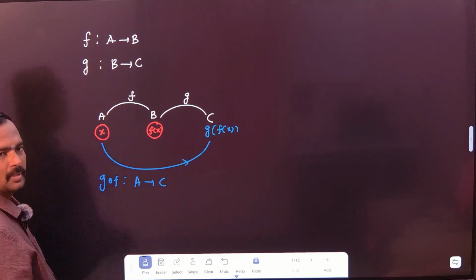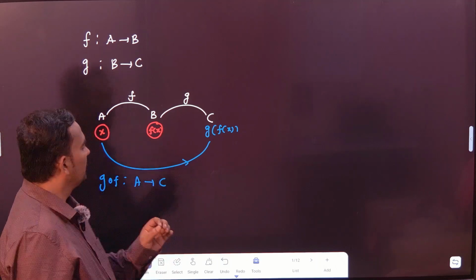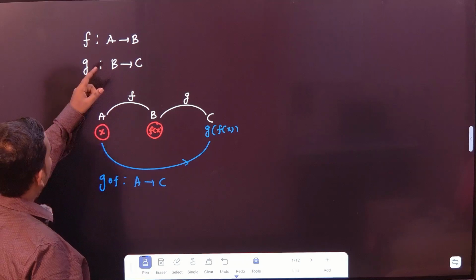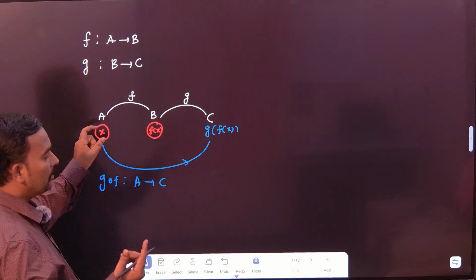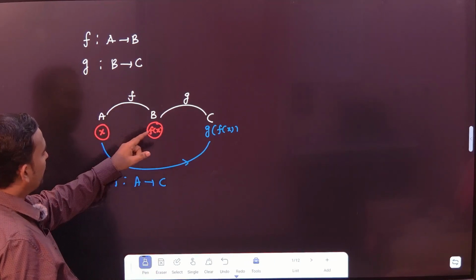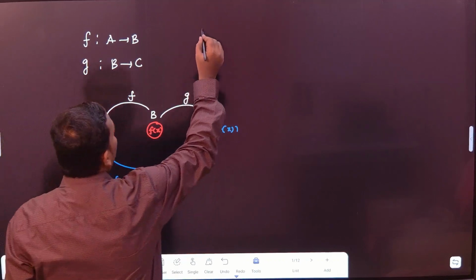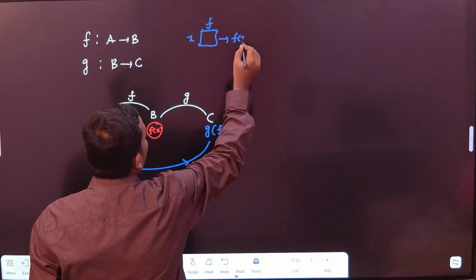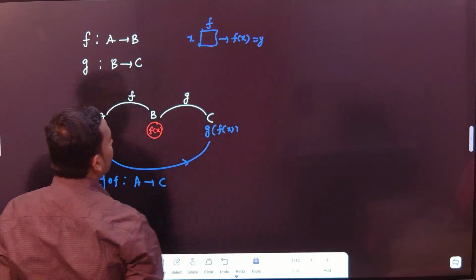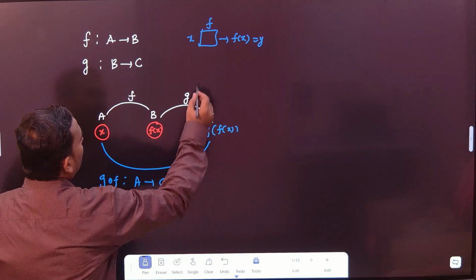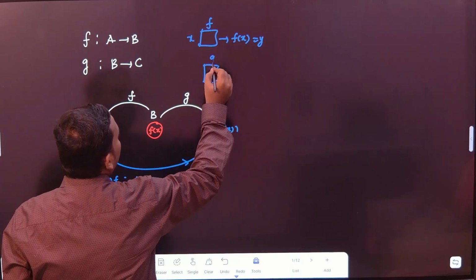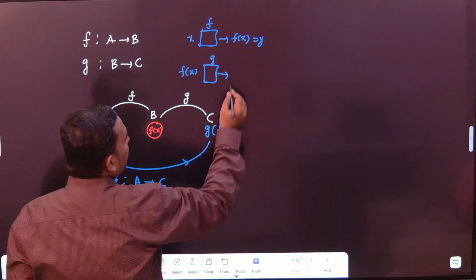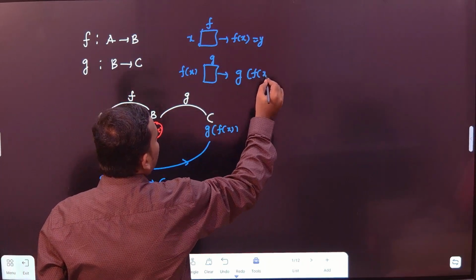Clear? So, very simple. Of the two functions, one is input, one is output. If you take a typical element x in A, then under the process of f you will get f of x, just like a machine, right? If I take x as input, the output is f of x. Let's take this as y. Understood? Now in the second case, G, the input here is f of x. Under the process of G you will get G of f of x. Okay.